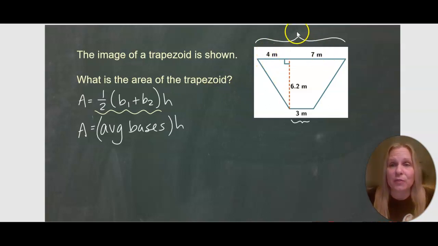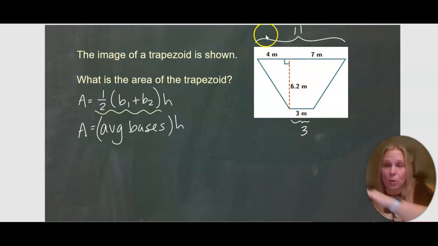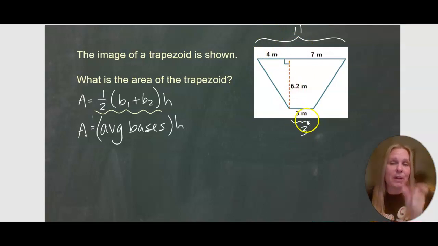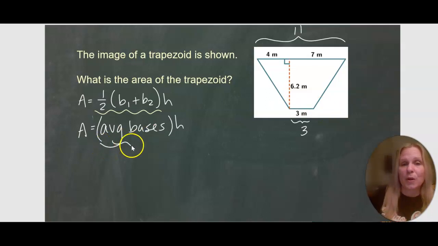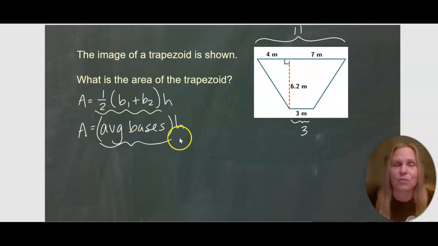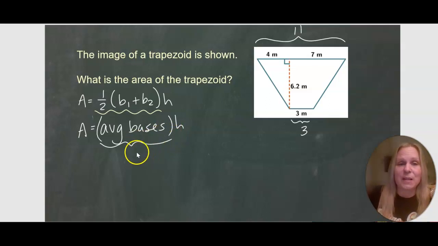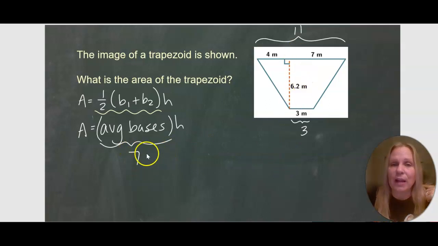If I do 7 plus 4, I get 11, and then 3, right? So my whole long base at the top is 11. My short base is 3. What do I get if I average 11 and 3? Well, 11 plus 3 is 14. 14 divided by 2 is 7. So this whole part, the part that looks so complicated and so confusing, it just means take an average. I averaged my bases and I got 7. So now all I have left to do is multiply by the height.